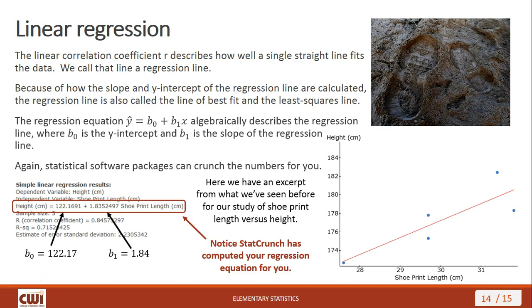You can round these numbers off to however many decimal places you're asked to. 2 is pretty common if you're not asked for anything, but if you are asked for something, make sure that you round to the appropriate number of decimal places. And that's pretty much what it is.